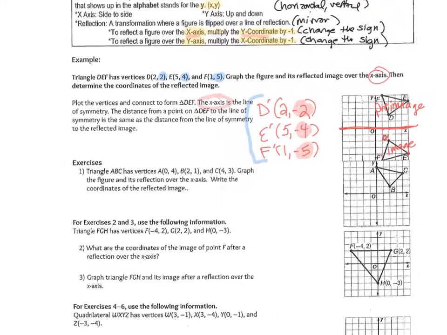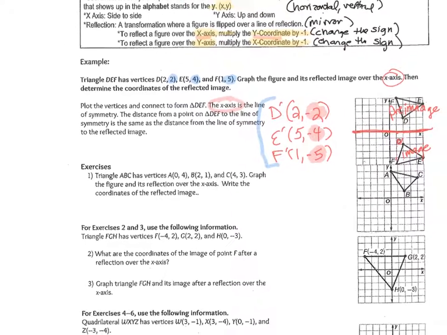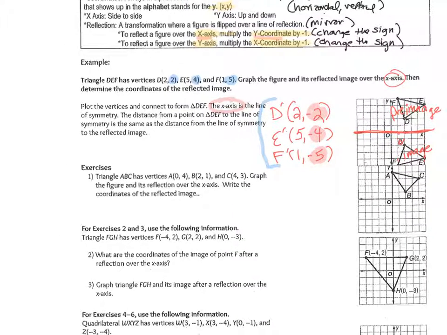So then on our exercises down here, triangle ABC has vertices A(0, 4), B(2, 1), and C(4, 3). So graph the figure and its reflection over the x-axis. Write the coordinates of the reflected image. So if x-axis is our mirror of sorts, and that's the line we're reflecting over.